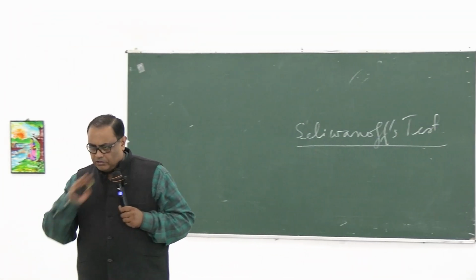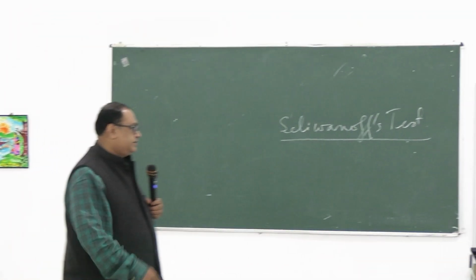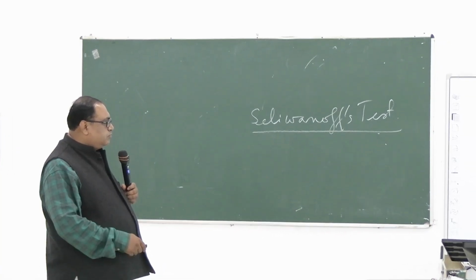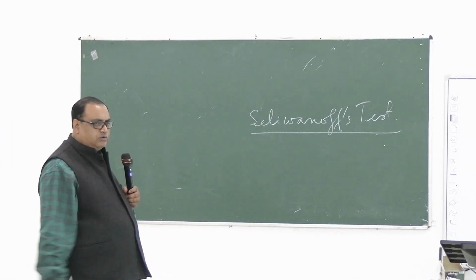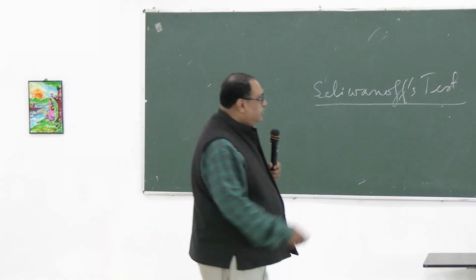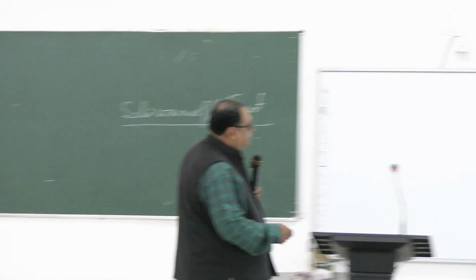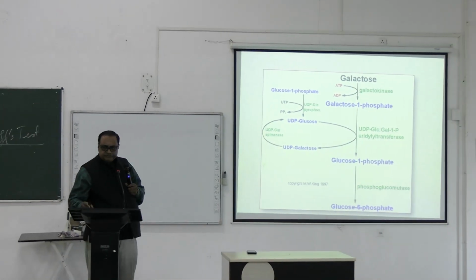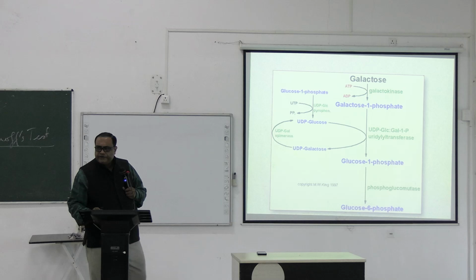Same. Next is different. This galactose 1-phosphate is converted to glucose 1-phosphate. How? Not directly, in an indirect way. How? See this side pathway. The same hepatocyte contains glucose 1-phosphate. From where does it get glucose 1-phosphate?